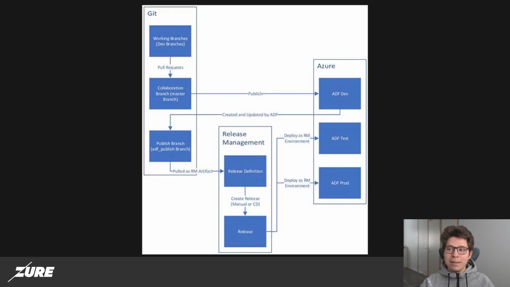To make this perhaps a bit clearer, Microsoft provides this process image. First of all, I will show this completely in the portal itself soon. But basically, when the developer comes into the ADF portal, they create their own development branch here. When they are done, they create a pull request to the collaboration branch, which by default is the master branch. Then from the master branch in the ADF portal, they can click publish.